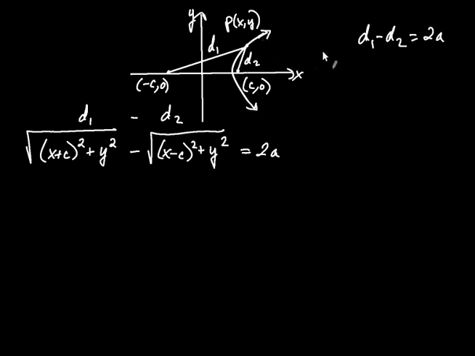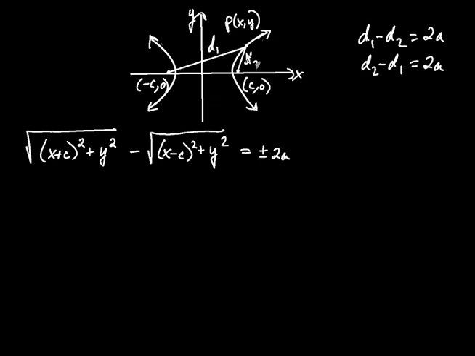Now, to get the second branch, all you have to do is say we don't care if this is positive or negative. In other words, D2 take away D1. If you let the distance to the second focus be larger than the distance to the first focus, and still have that be the constant 2a, you'll get the second branch. So the second branch is going to be like this. Let's go ahead and draw that in now. Okay, so here I've drawn in the second branch of the hyperbola. This left branch, together with the right branch, are the graph of the hyperbola.